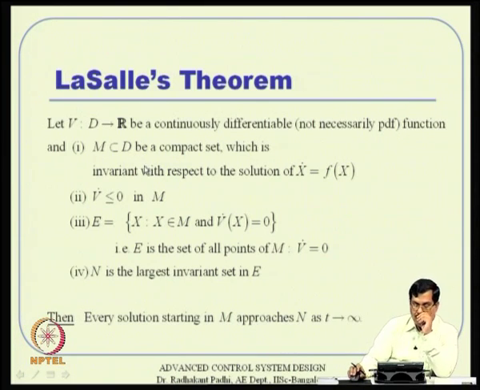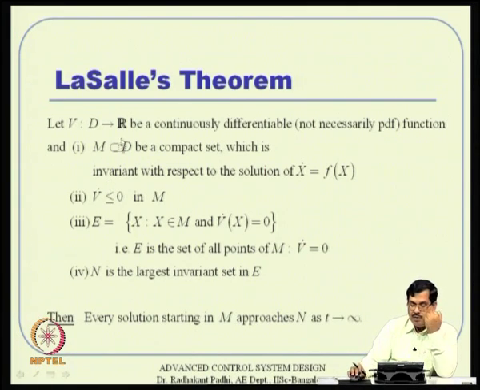What you are talking about here is that this V need not be a Lyapunov function; it is a function which is continuously differentiable. And these four conditions are valid, that means M, which is a subset of D, is a compact set, and a compact set by definition is closed and bounded. The set has to be closed as well as bounded.